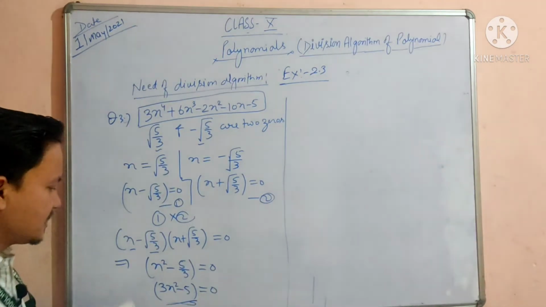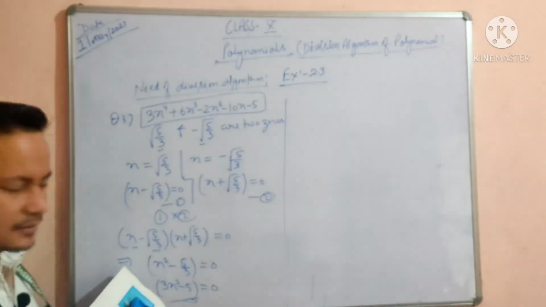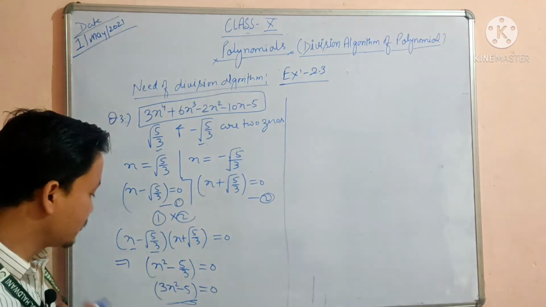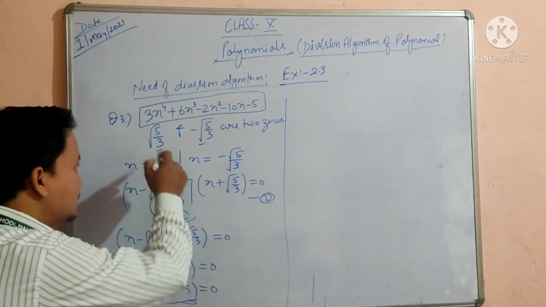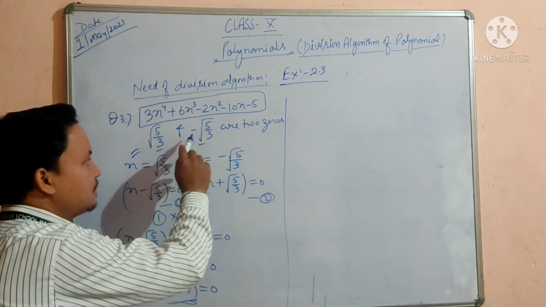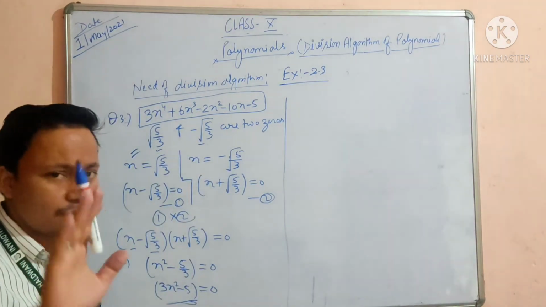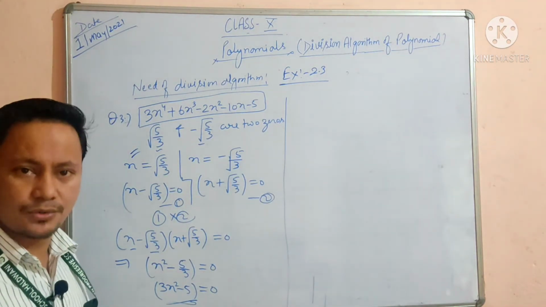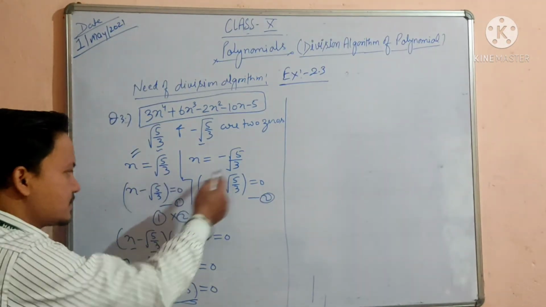So see, this is a factor of this given polynomial. Okay, I am not telling you that this is a factor, this has to be given. हमें दिया हुआ already कि root 5/3 and minus of root 5/3 are already two zeros of this given biquadratic polynomial, and we have to find out the rest of the two zeros. So this is the process.